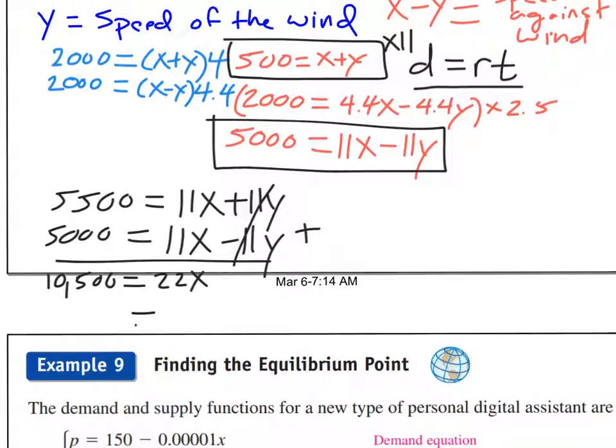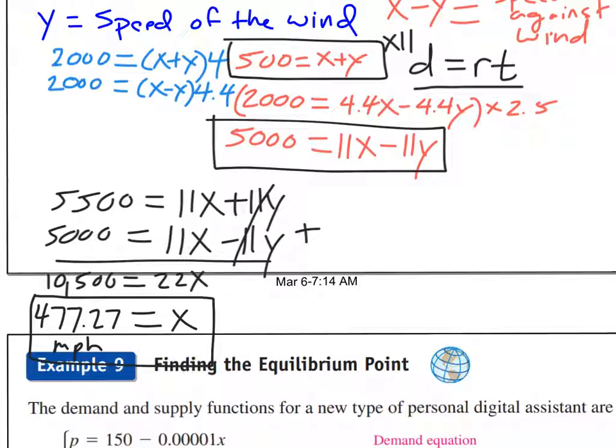If you divide both sides of that by 22, you will get 477.27. Slipping down into my next example here. But that's an answer. Okay, that right there, that's the speed of our plane. It's going 477.27 miles an hour.